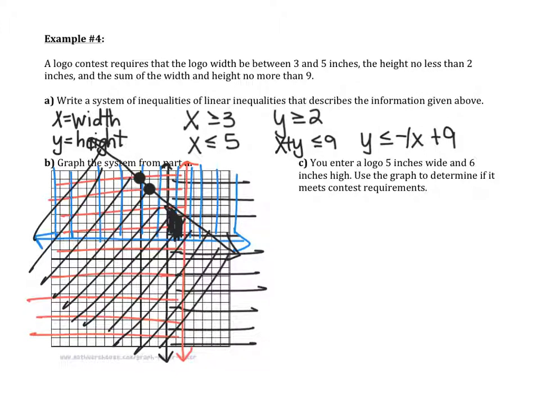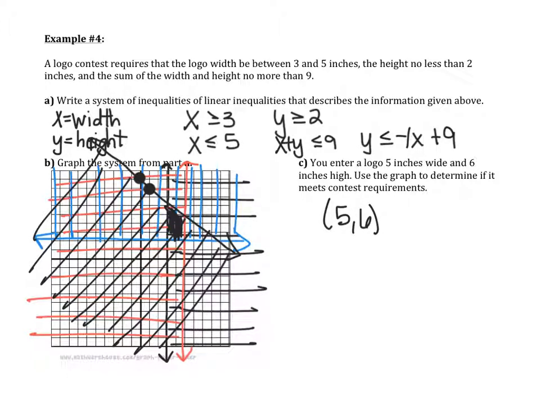So part C, it says you enter a logo 5 inches wide and 6 inches high. Use the graph to determine if it meets the contest requirement. So we're going to basically, if it's 5 inches wide, that's our x value, and 6 inches high is our y value. So we're looking to see is 5, 6 an ordered pair within that quadruple shaded area.